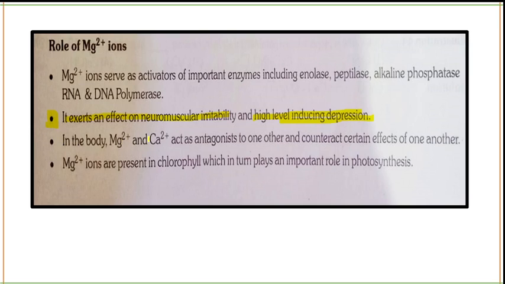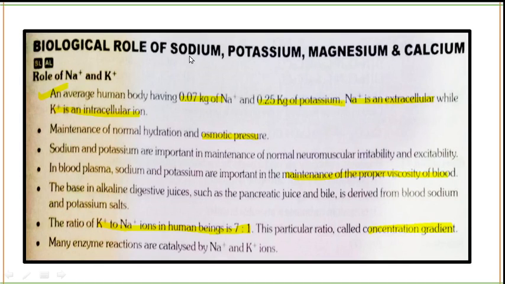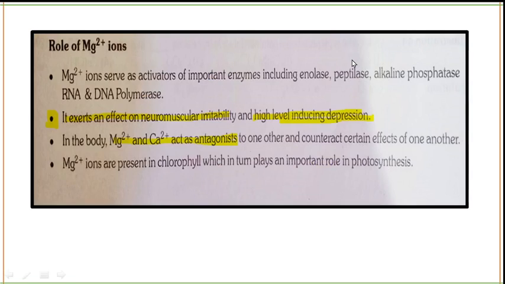In the body, magnesium ions and calcium ions act as antagonists. This is also very important: magnesium and calcium ions act as antagonists to one another and counteract certain effects of one another. And the last point is that magnesium ions are present in chlorophyll. That's why they play an important role in photosynthesis. It was all about magnesium ions. We have studied the biological role of sodium, potassium, magnesium and calcium.